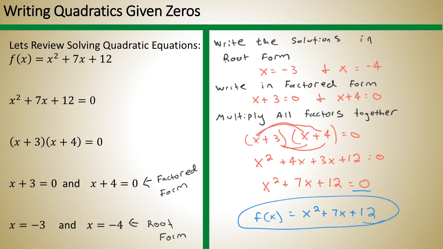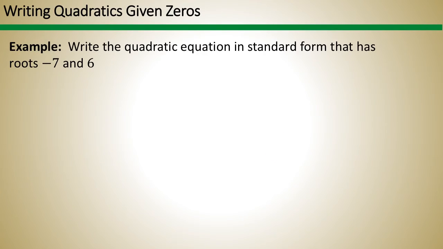We're going to take our roots, write them as x is equal to that number, rewrite it in factored form, and then multiply the factors together. So let's check out some examples of what that looks like here. So first example, it says write the quadratic equation in standard form that has these roots.